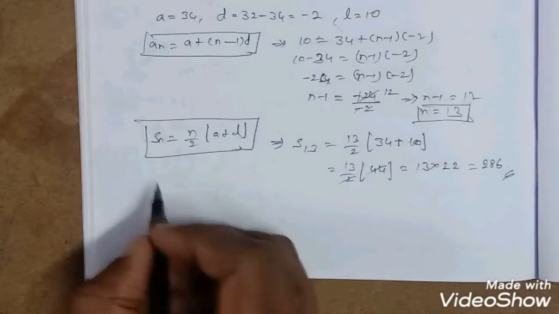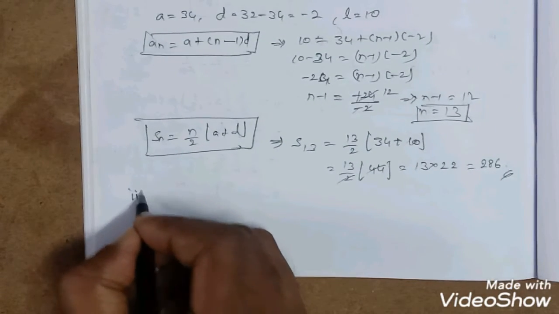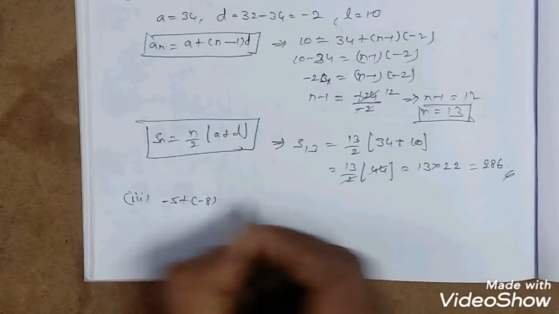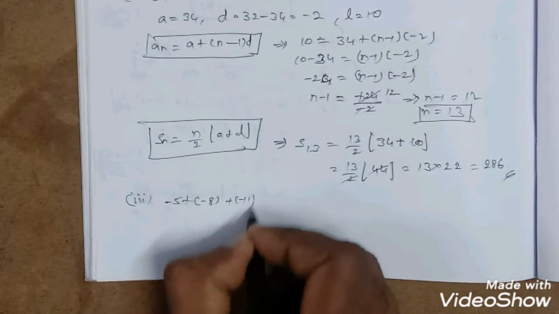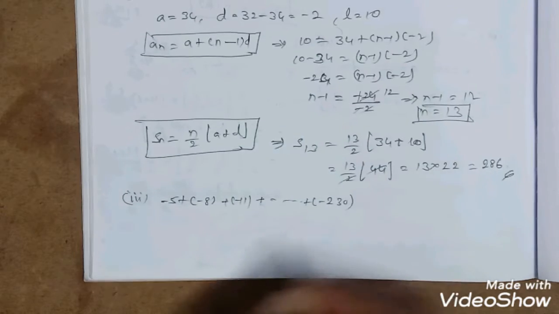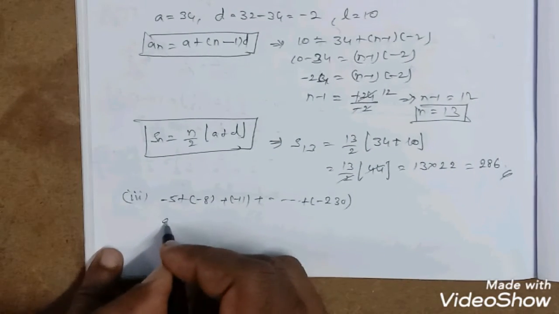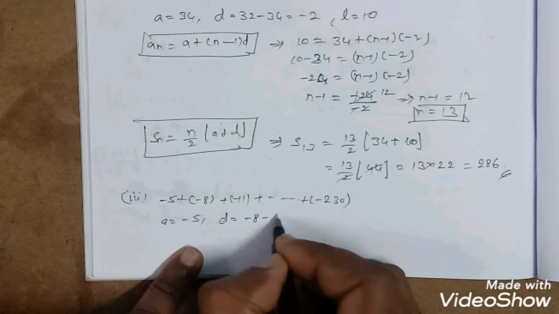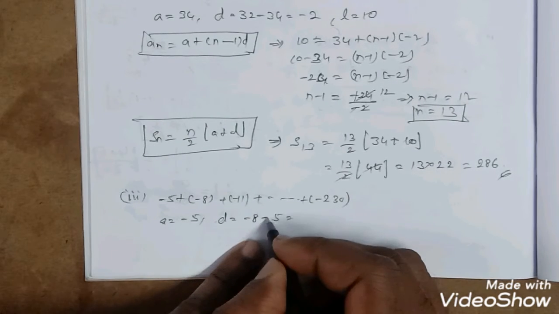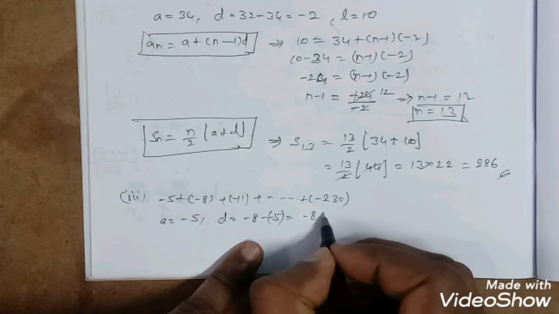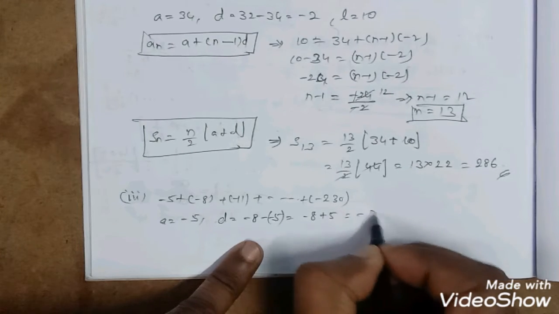Now coming to the third one, that is minus 5 plus minus 8 plus minus 11 plus so on up to minus 230, right? Now here a is given as minus 5 and d is equal to minus 8 minus of minus 5, which is nothing but minus 8 plus 5, that is minus 3.